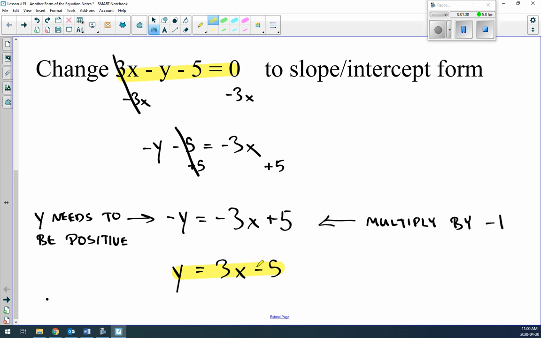And then you can graph it like you normally would, right? The y-intercept is negative 5, the slope is 3, which means we go up 3 and over 1, or you could do it with the table of values. Okay, flip to the second page now.